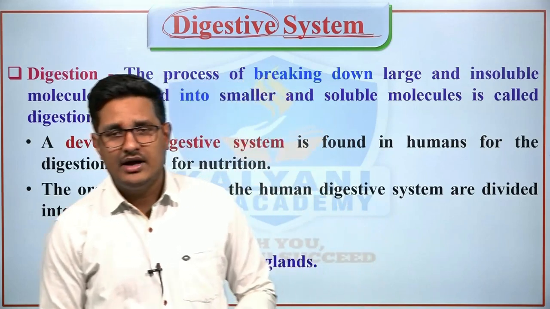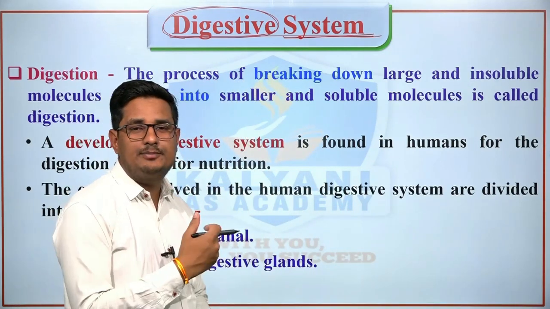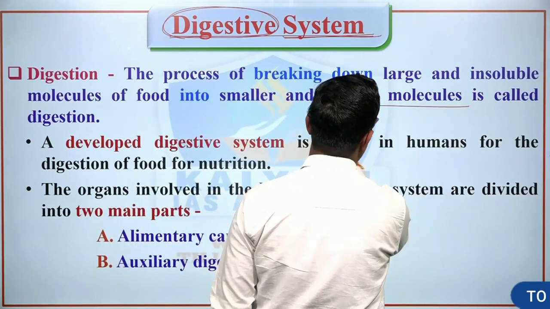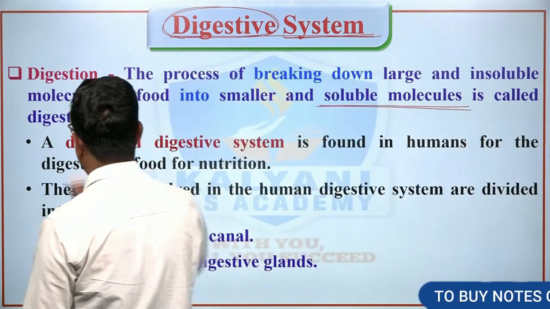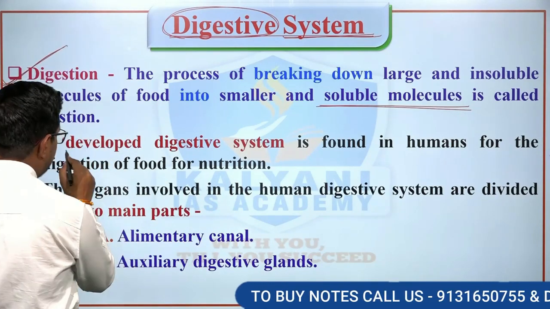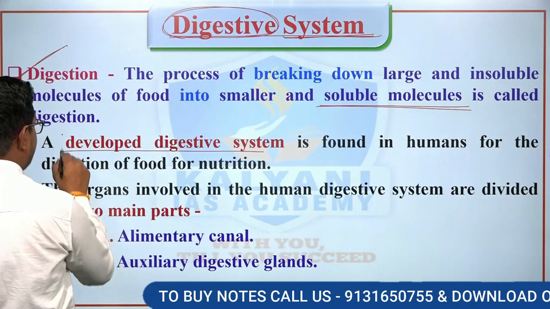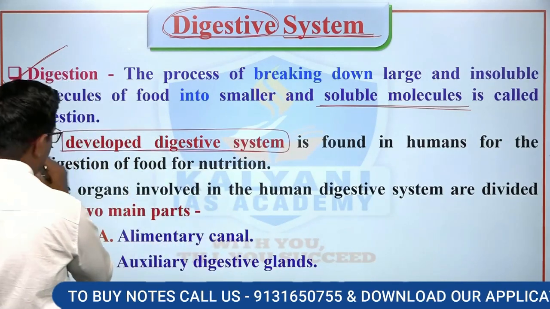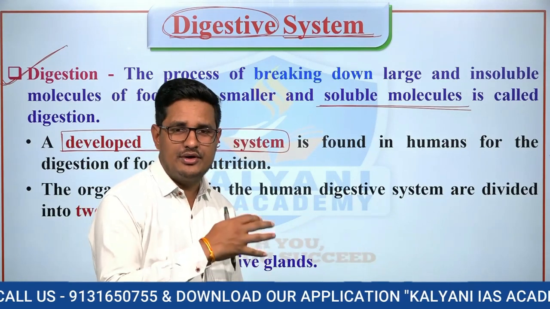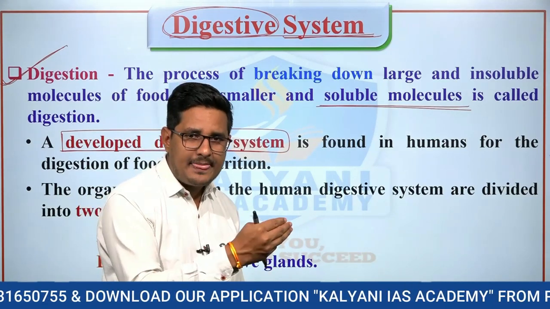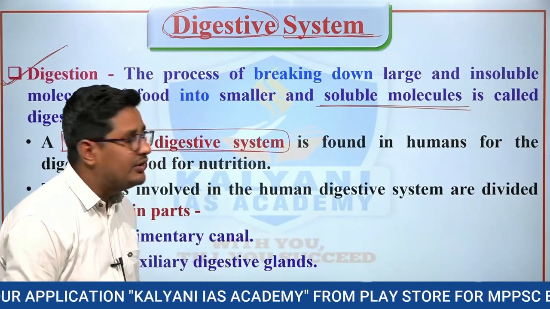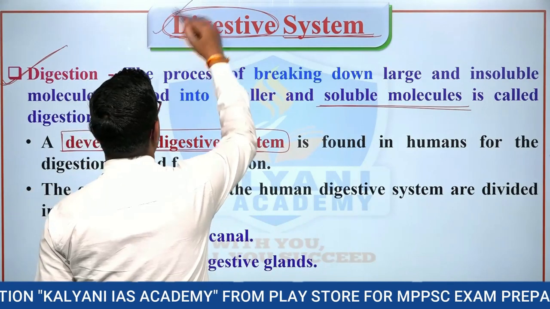The process of breaking down large, water insoluble particles of food into smaller, water soluble molecules is known as digestion. The human body has a fully developed digestive system for this process. The organs of the body which are involved in the digestive process are collectively known as the digestive system.